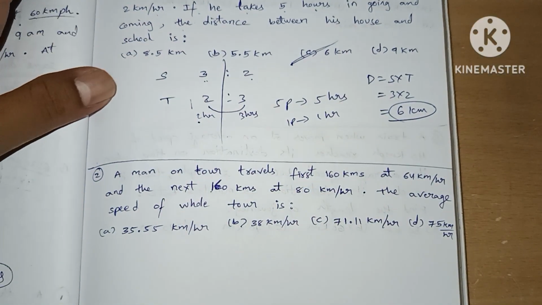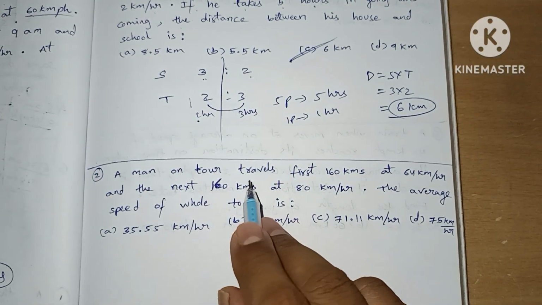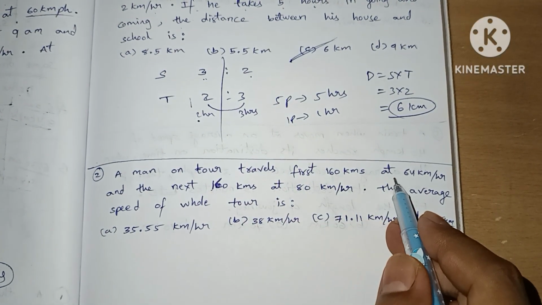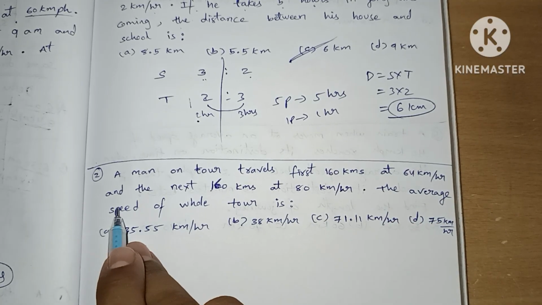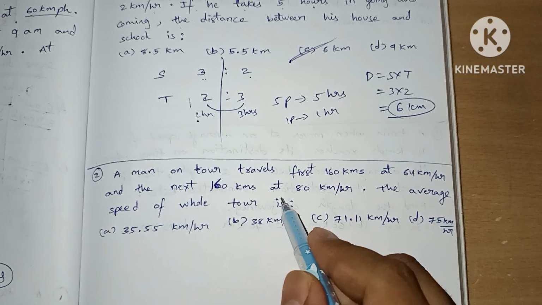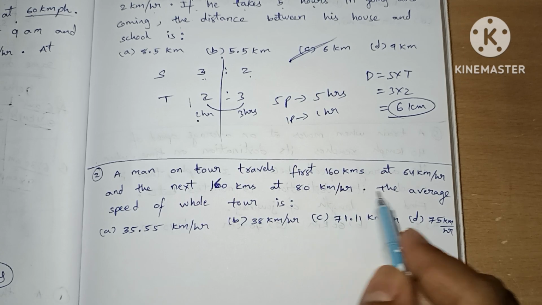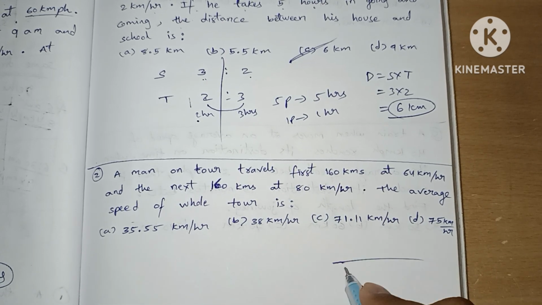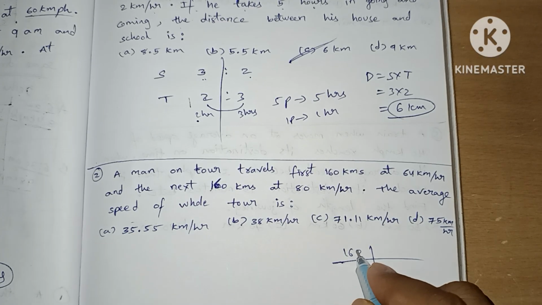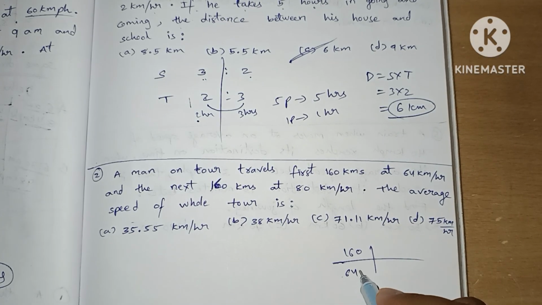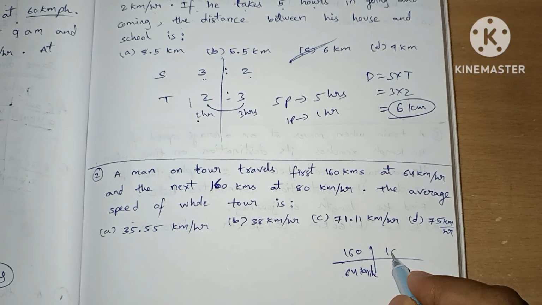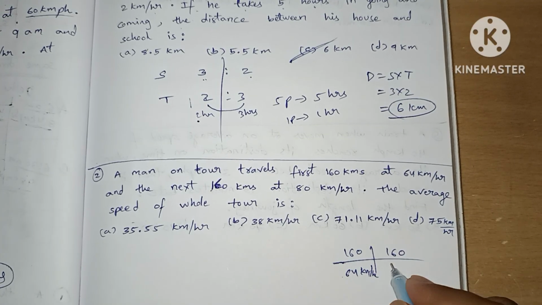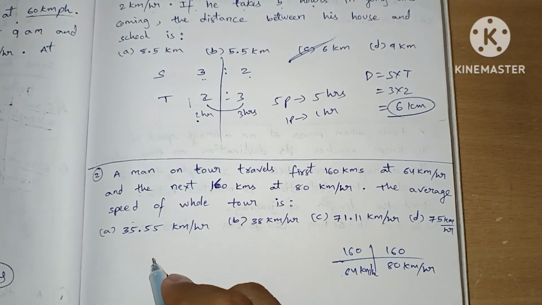Next, second question. A man goes on a tour, travels the first 160 kilometers at 64 kilometers per hour, and the next 160 kilometers at 80 kilometers per hour. The average speed of the whole journey is. So, according to our question, the first 160 kilometers at 64 kilometers per hour speed, and the next 160 kilometers at 80 kilometers per hour speed. We need to find the average speed.